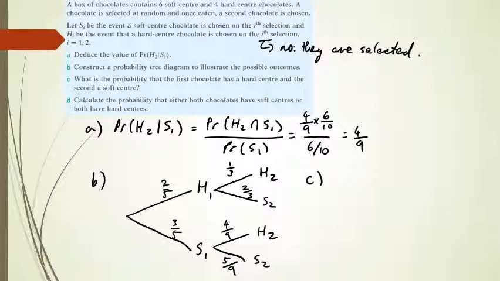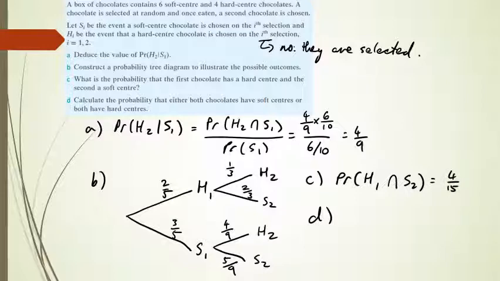Okay. What is the probability that the first chocolate has a hard center and the second one a soft center? So first one has a hard one, which is this, then soft. So then we have 2 out of 5 times 2 out of 3, which is 4 out of 15. Probability of hard on the first one and soft on the second one.